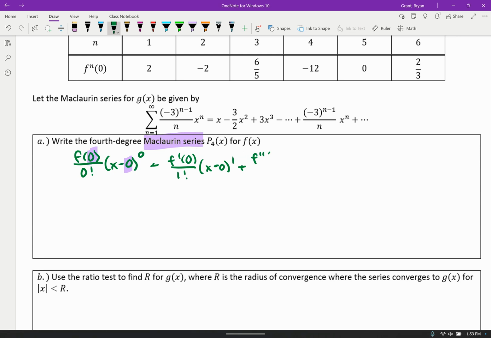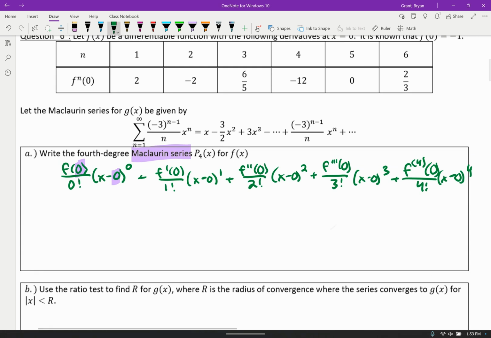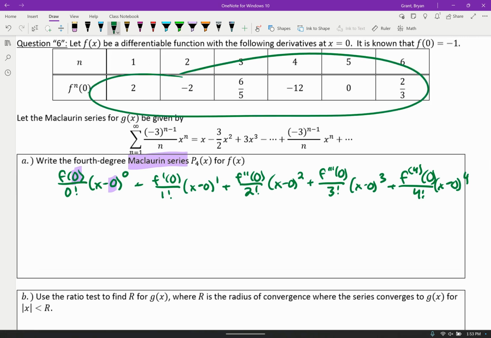So we have f double prime of 0 over 2 factorial times x minus 0 squared, 3rd, and we of course need one more. And you could use Roman numerals here, but it's pretty common to just, after 3, switch to the 4 in parentheses like this to show it's the 4th derivative. 4 factorial x minus 0 to the 4th. And I'm glad we're only going out to the 4th because I ran out of room. And then from here, it's just a matter of course, substituting everything in. And we're going to get all those values from the table up above.